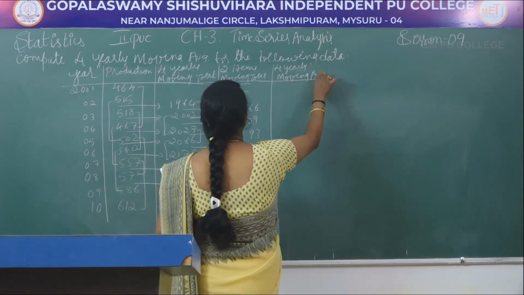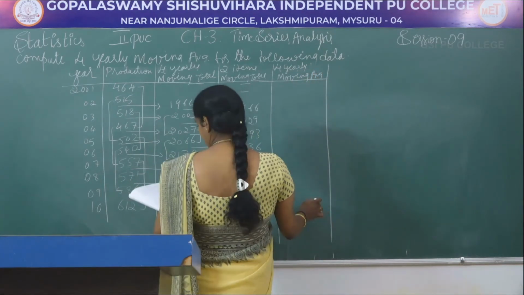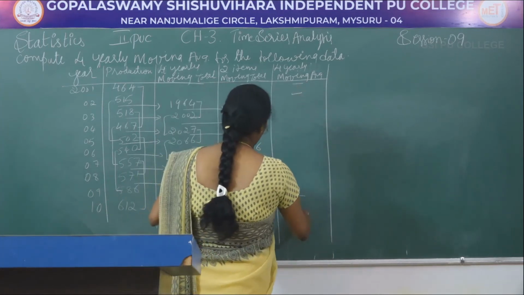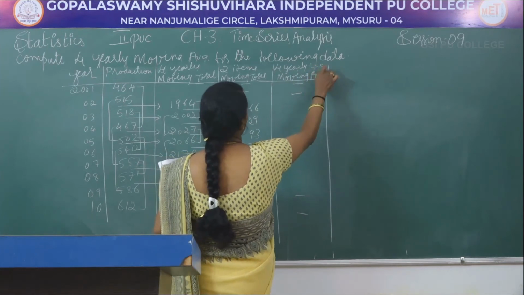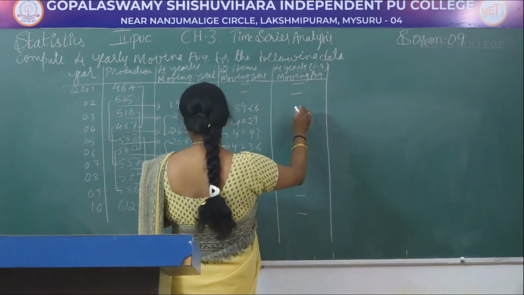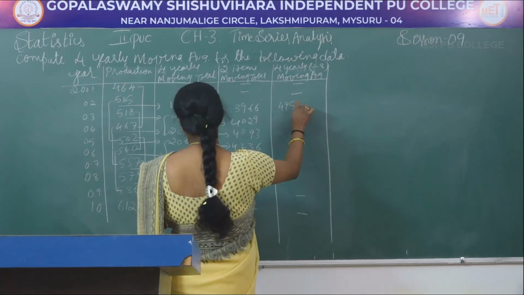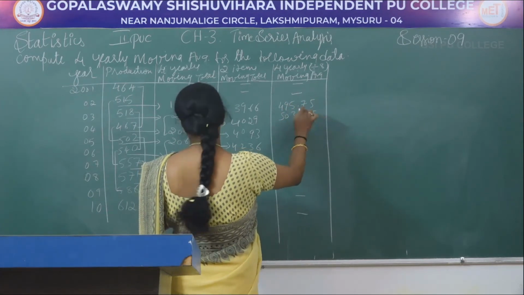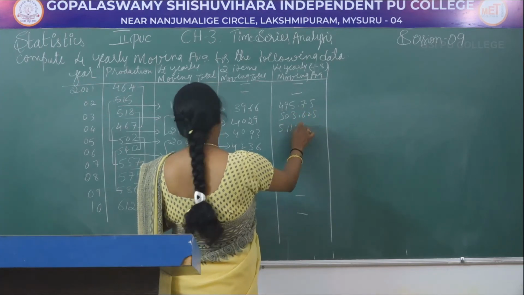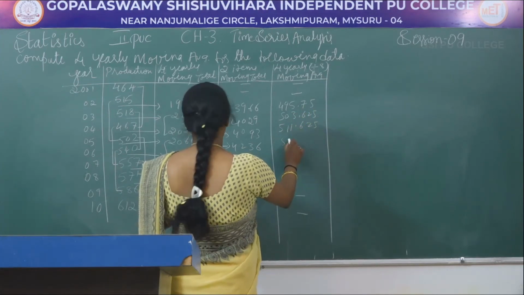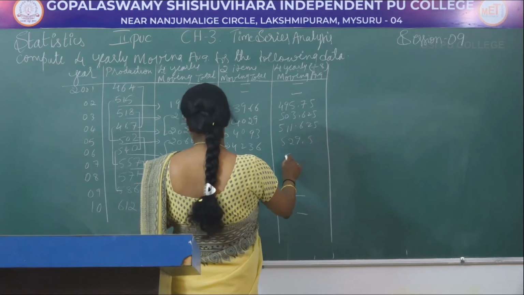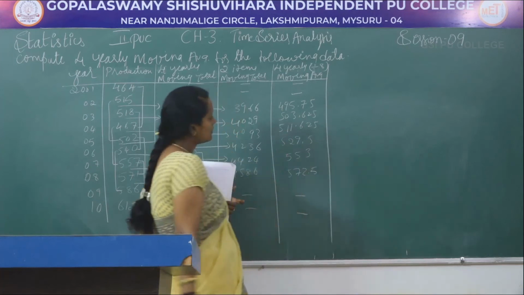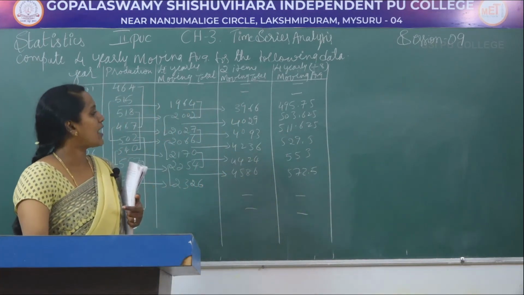4-yearly moving average. I should divide this by 8. So divide this column by 8, so that you will get the values: 495.75, 503.625, 511.625, 529.5, 553, 572.5. So just observe the trend values.